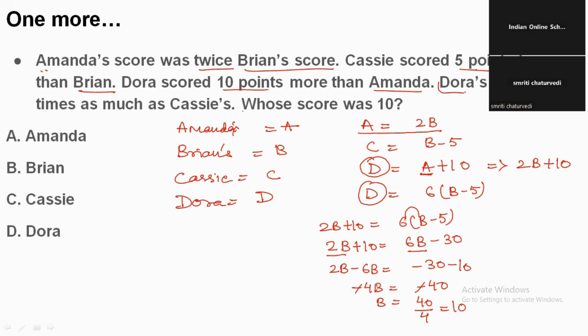So the question is asking whose score was 10. So simply we can say that Brian's score was 10. Okay, so our answer should be what? Our answer should be option B, which is Brian's score. Got it?